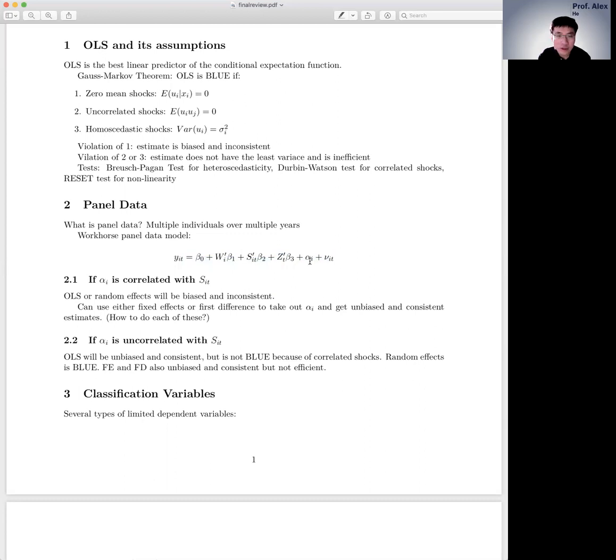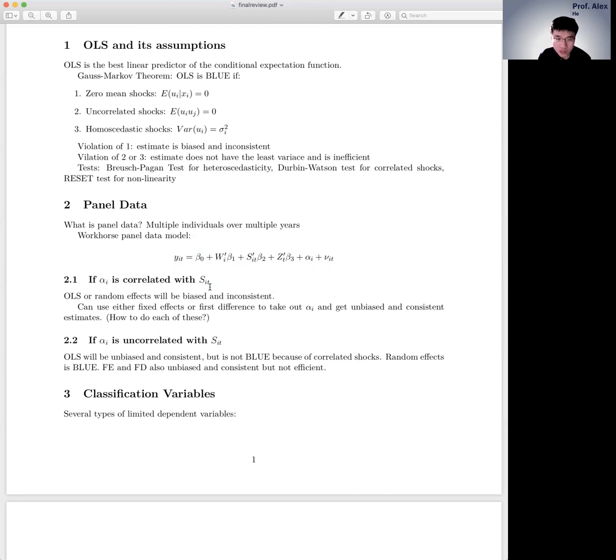And then in the error term, you might have some variables that are firm specific, but you don't observe, and that is the alpha_i in the error term. And in this case, there are two scenarios, okay? The first one is when alpha_i is correlated with S_it. Suppose we are interested in estimating the effect of S_it, which is the beta 2. In the first scenario, alpha_i is correlated with S_it, and that would lead to bias.